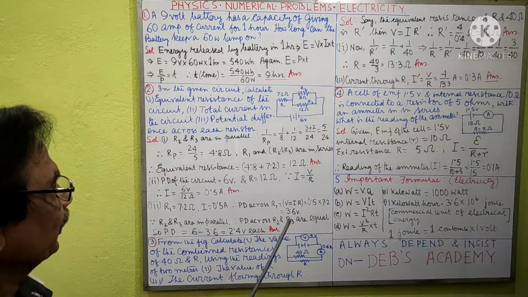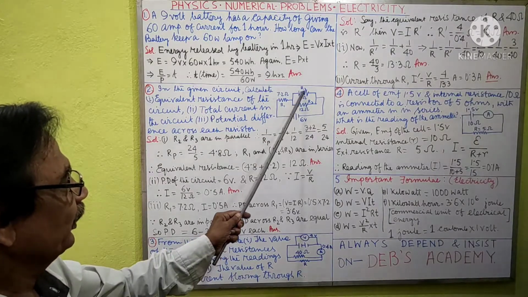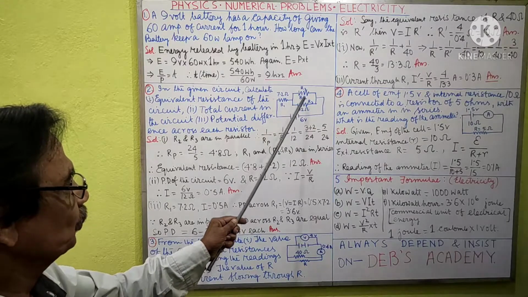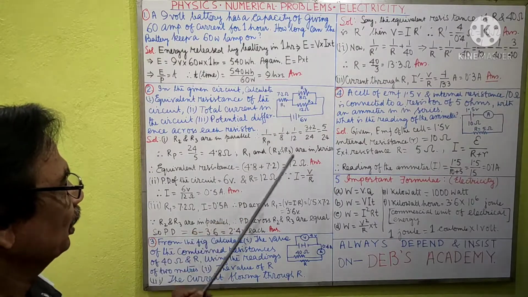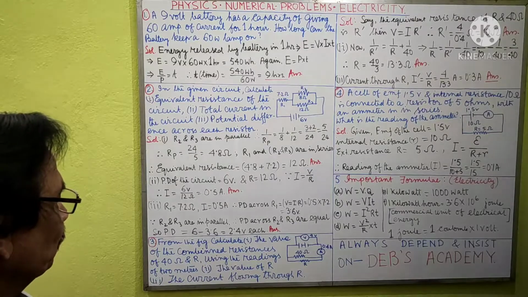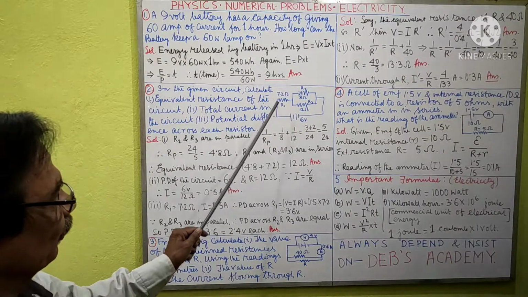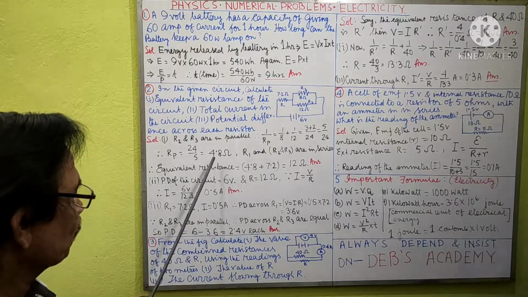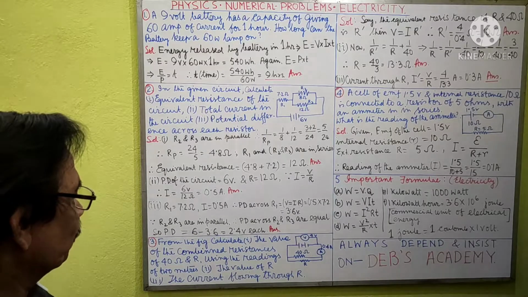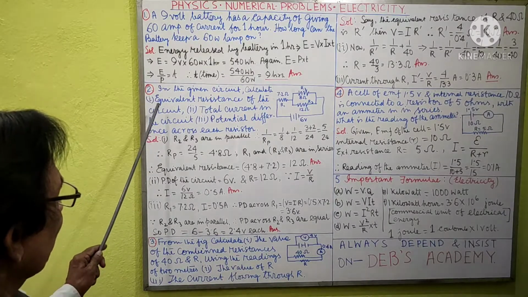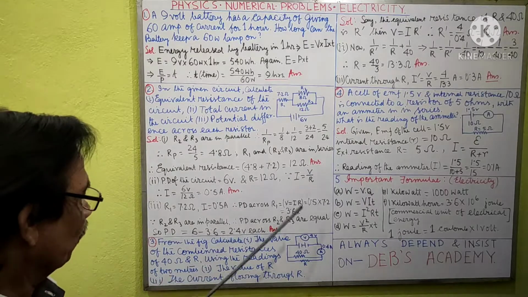Again, see that R1 and these two, R2 and R3, are in series. Therefore, the equivalent resistance will be 7.2 and this 4.8, that is 12 ohms. This is the equivalent resistance, 12 ohms.